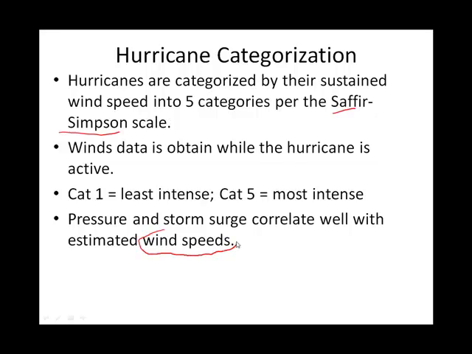If we focus on this list, you're going to see Cat 1 through Cat 5. Specifically, they are categorized on their wind speed. And again, we use real live data at the time that the hurricane, or the tropical storm or tropical disturbance or depression, is happening. We catch those wind speeds in real time, but they correlate well to the central low pressure, and they also correlate well to something we call storm surge. I'm going to talk about that here in a minute.